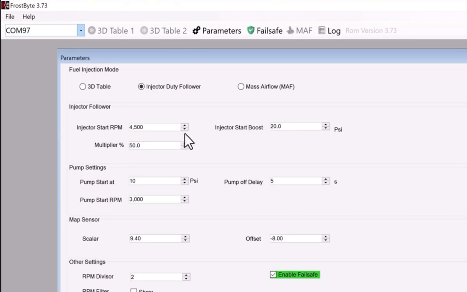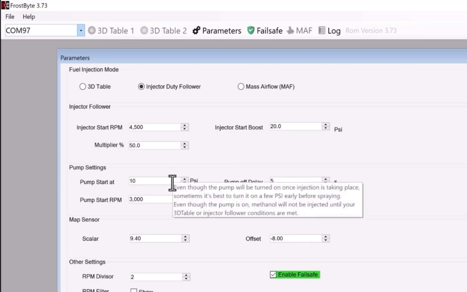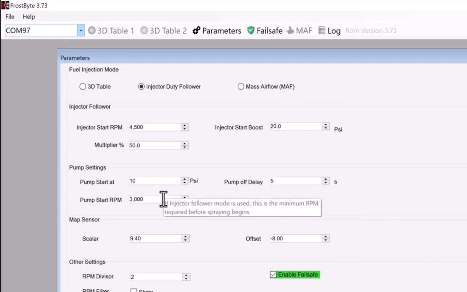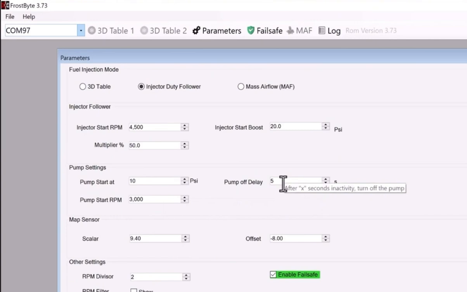Next up, we have the pump settings. Frostbyte has a dedicated output for the water methanol pump. These parameters determine what boost and RPM to engage the pump. Also, you may decide how long the pump will stay running even after the spray has stopped. It is important to say here that outside of these parameters, the pump will still engage once there is demand from the 3D table, injector duty follower, or MAF sensor.